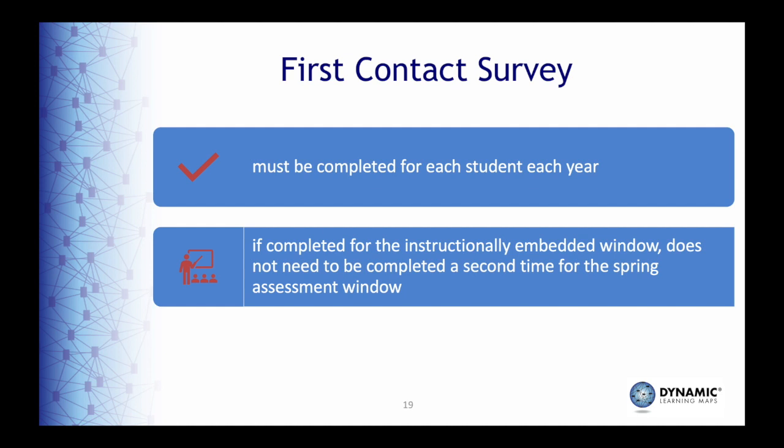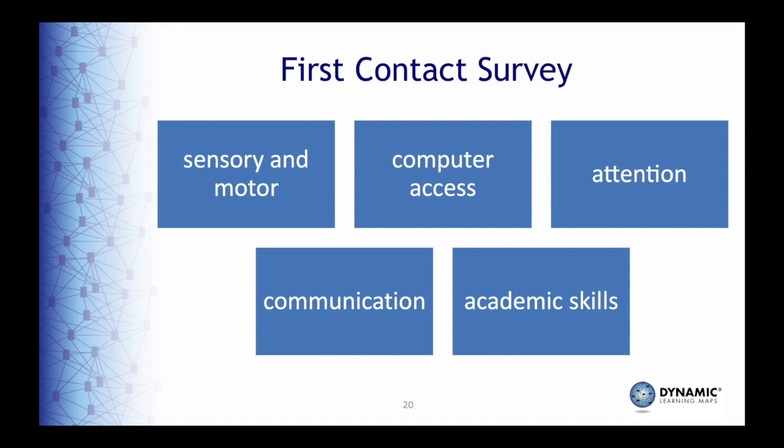As mentioned on the previous slide, a first contact survey must be completed for each student each year. However, again, if the first contact survey is completed in order to use the instructionally embedded assessments window, it does not need to be completed a second time for the spring assessment window. The first contact survey includes questions about the student's sensory and motor characteristics, computer access, attention, communication skills, and academic skills. Even if the student participated in the DLM alternate assessment last year, the student's first contact survey must be completed for the current school year in case any changes are needed.